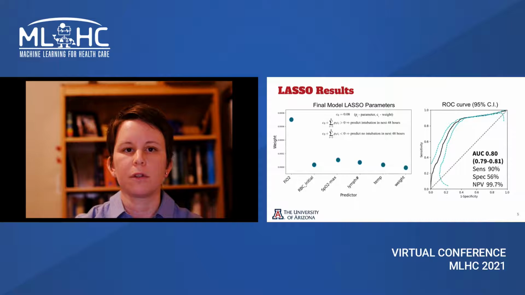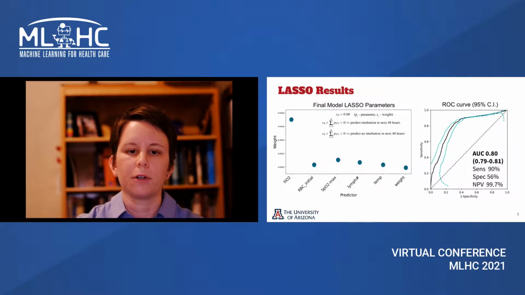Here are the results for LASSO. We initially tuned the regularization parameter to identify the 10 to 15 most significant predictors, then used an elimination algorithm to narrow the model to the final 6 parameters shown here. They're plotted against their weights, and you can see that FiO2, or the fraction of inspired oxygen, was the most important predictor. The model is implemented by summing the product of each predictor with its weight.